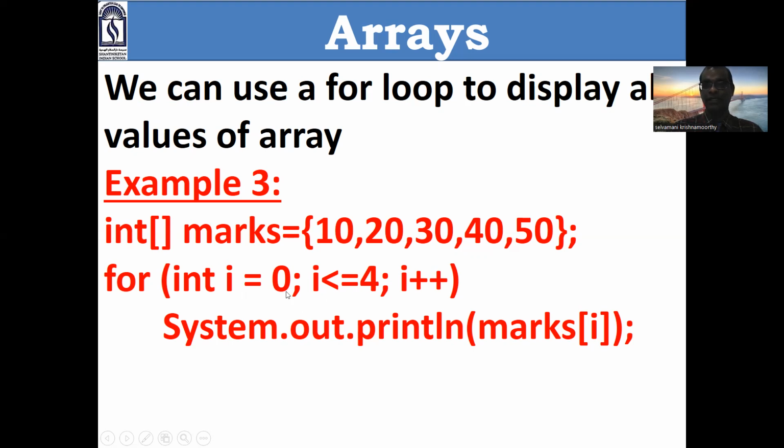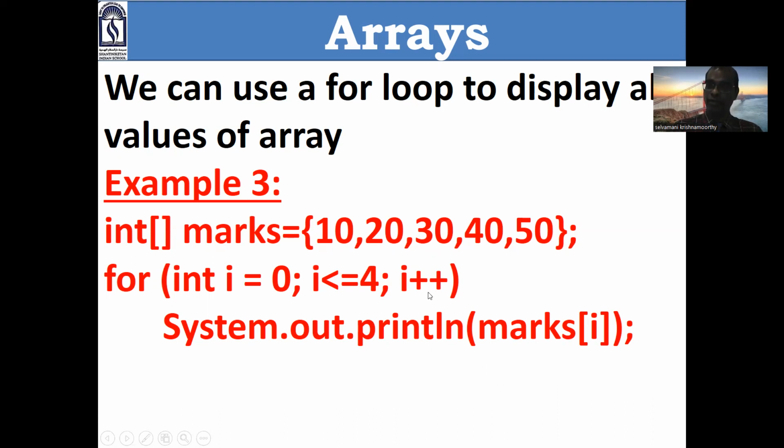Am I right? Now, since i is 0, 0 is less than or equal to 4, condition true. Marks of i means marks of 0. It will be displayed. What will be displayed? 10 will be displayed. Now i plus plus, i will be incremented by 1. Now i becomes 1. 1 is less than or equal to 4. Still condition true. Now marks of 1 means what? 20 will be displayed. Now i becomes 2, 3, 4.